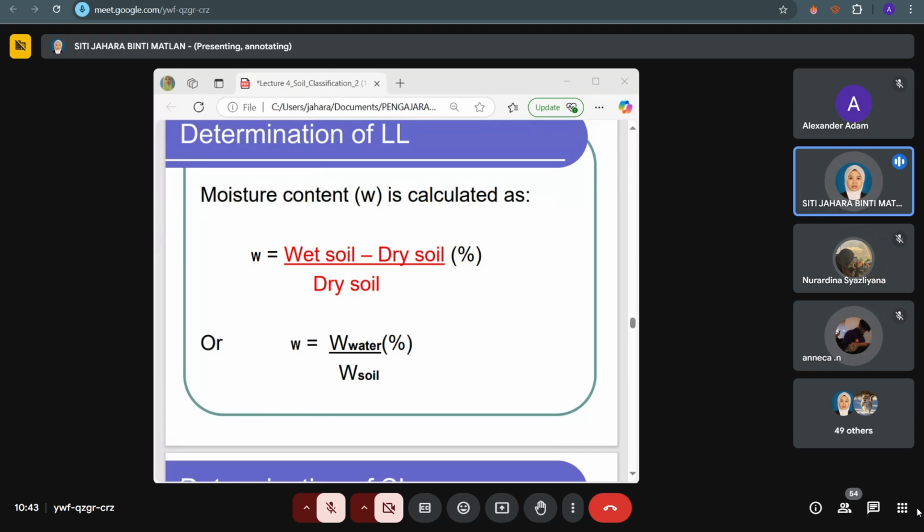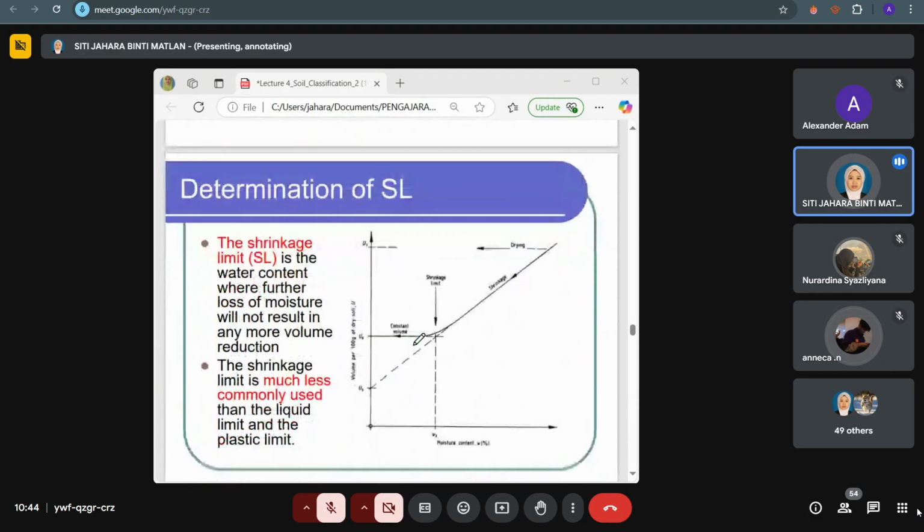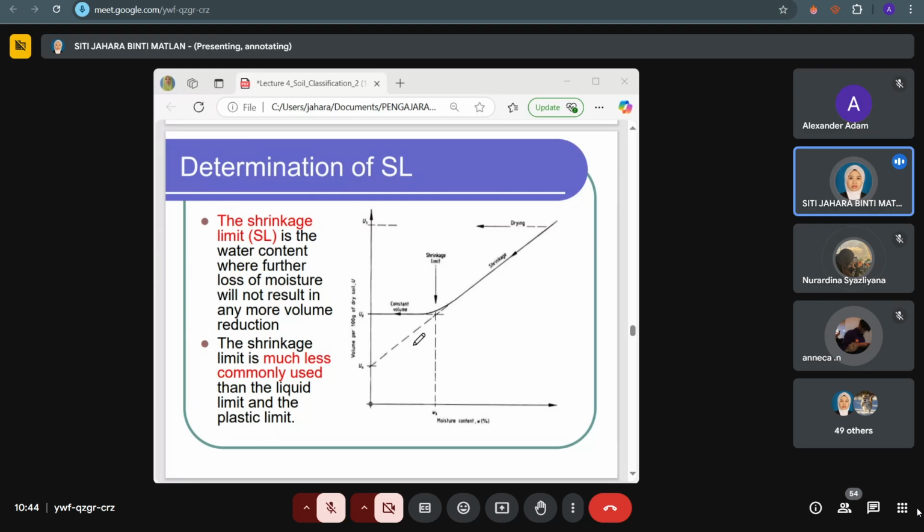The equation can also be written as moisture content equals weight of water divided by weight of soil multiplied by 100 to get the percentage. So this value is critical in determining the Atterberg limits and soil consistency, not only the LL, but LL and PL, used in Atterberg limits. So for Atterberg limits, we have liquid limit, plastic limit, and also shrinkage limit. Basically all these parameters are defined as water content.